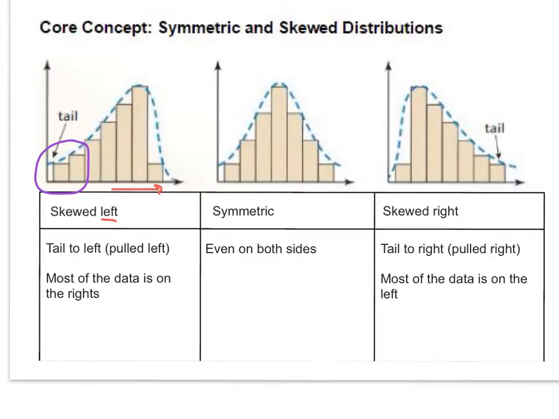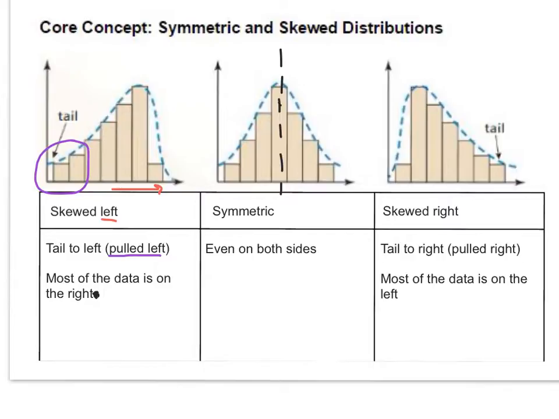So skewed left, what I want you to think about is that the graph is being pulled left even though most of the data is on the right. There we go. All right, then we could have a symmetric distribution, which means that all the data is basically evened out. If you were to take this histogram and break it in half, both sides should look very equal to each other.